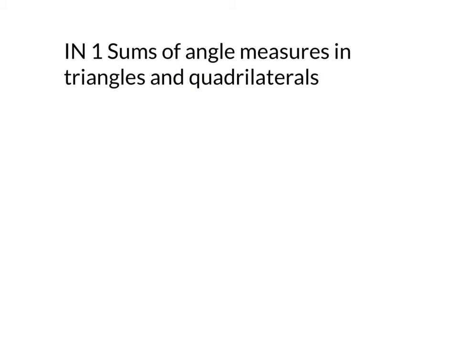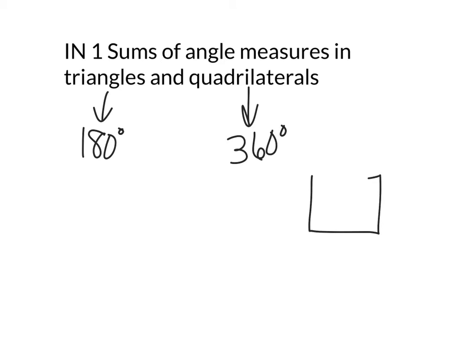Lesson IN1 we did was on the sum of the angle measures in triangles and quadrilaterals. So what you need to remember, in a triangle, the angles add up to 180 degrees. Quadrilaterals, the angles add up to 360. If you forget this, easy way to remember it is think of a rectangle. In a rectangle, you have 4 right angles, 4 90-degree angles. Gives you 360 degrees.